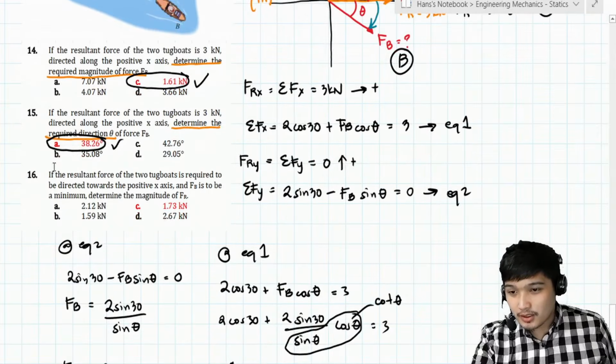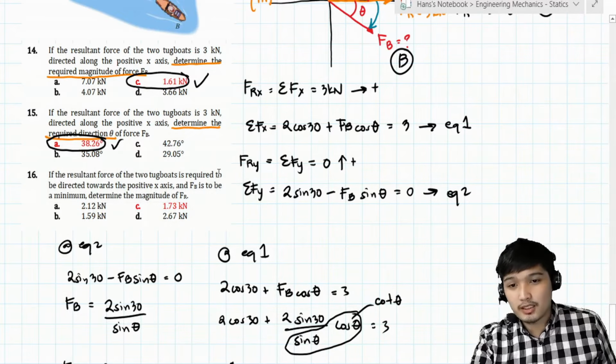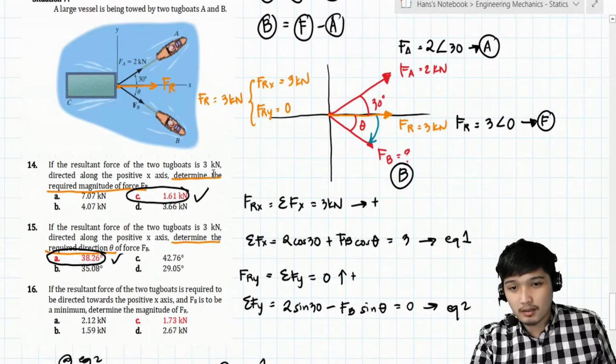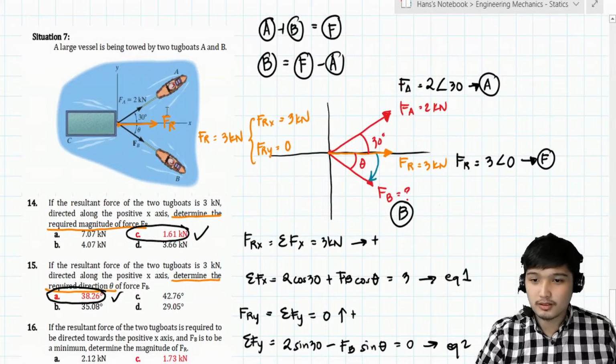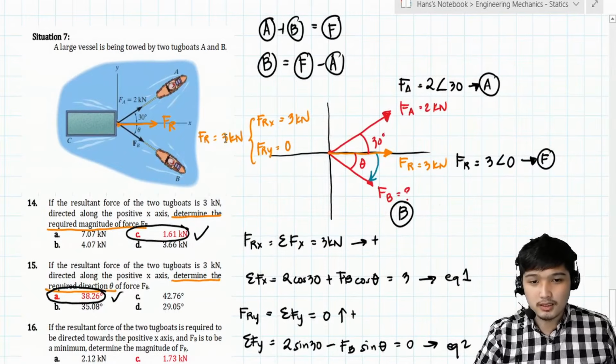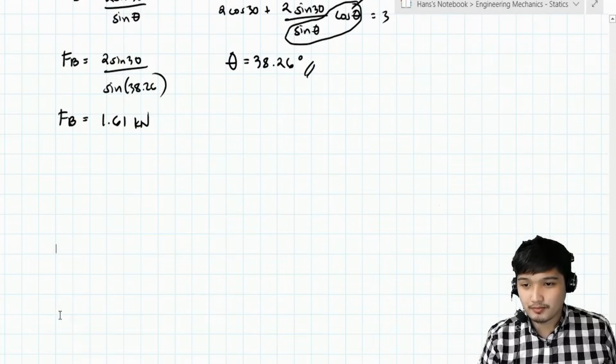So, number 16. If the resultant force is required to be directed towards the positive x-axis and FB is to be a minimum, determine the magnitude of FR. So, ang gagawin lang natin dyan, class, parang ganito. So, drawing ako dito bago for that one.